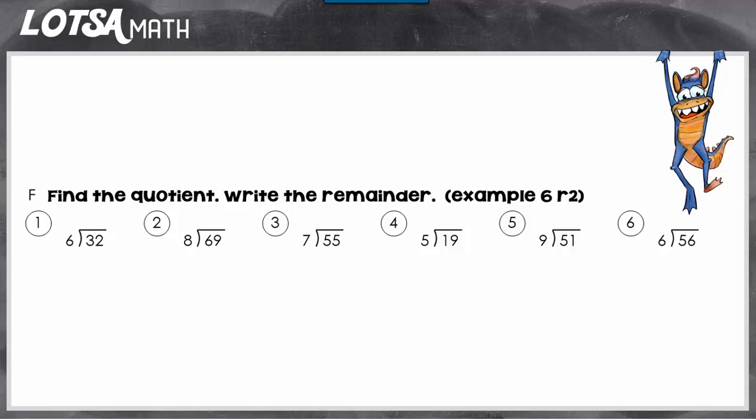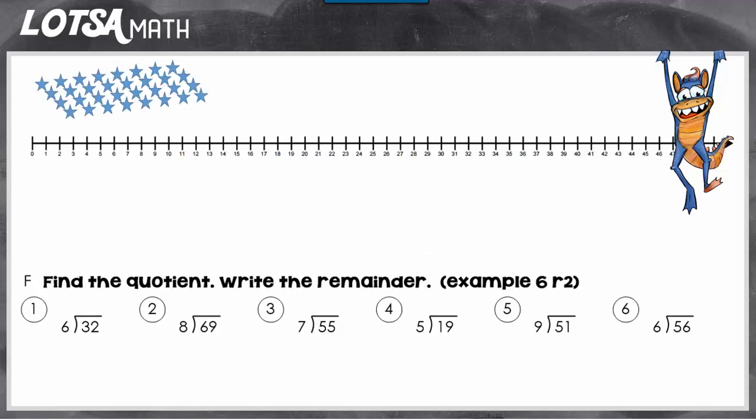On number 1, we have 32 divided by 6. We're going to look at a few different ways to model this before we actually say the answers. So for number 1, 32 divided by 6, we have two different types of models showing, and we're going to do a couple of other strategies as well. The first model uses little symbols to represent 32.